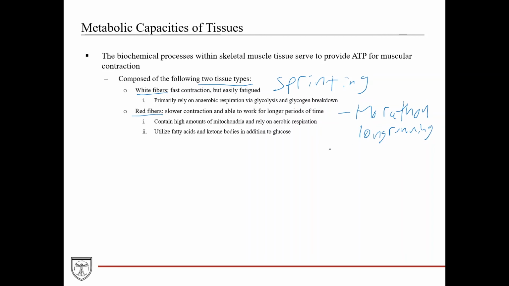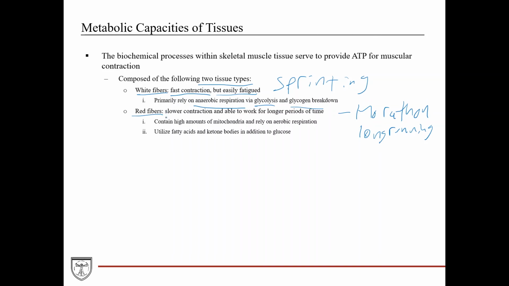Now, obviously, it can be for other activities as well, but I think it's just an easy comparison to help keep them straight. So white fibers are characterized by fast contraction, but they're easily fatigued. So very quick, like in sprinting, using energy very rapidly. And so it primarily relies on anaerobic respiration because it's much quicker. You break down glucose through anaerobic respiration via glycolysis and glycogen storage breakdown, and you get ATP very quickly. However, because of that, you can blow through your stores very quickly, and that's why you can become easily fatigued.